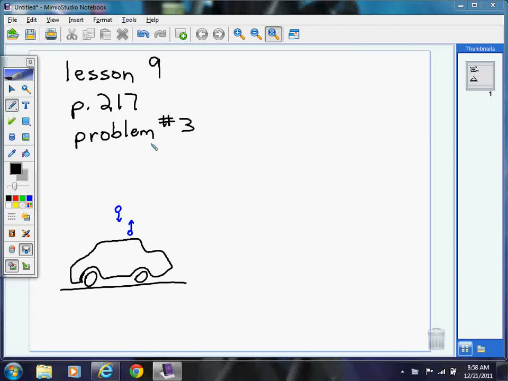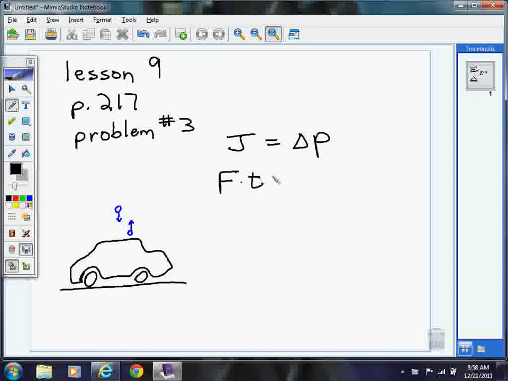Okay, on lesson 9, page 217, problem number 3, you have hail that's bouncing down and hitting the roof of the car, and then it's bouncing back up. I think this is the essence of the question. Basically, you know how impulse equals change in momentum, and impulse equals force times time, and change in momentum equals the mass of the object times the final velocity minus the mass times the initial velocity.